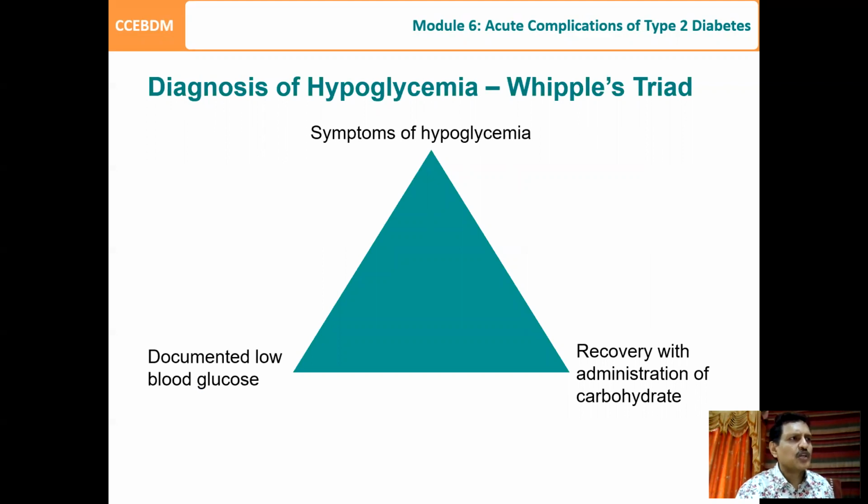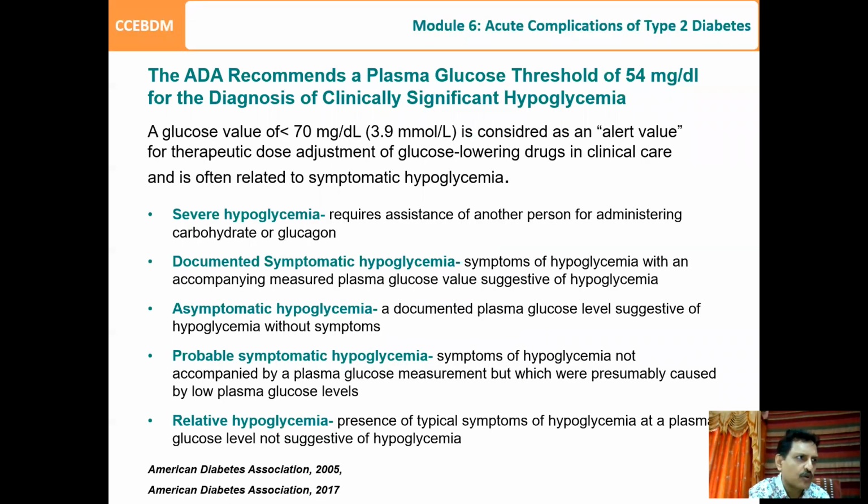Now, coming to the diagnosis of hypoglycemia, it is conventionally and traditionally taught that it should fulfill Whipple's triad. Whipple's triad means there will be symptoms of hypoglycemia, and the person must have checked his blood glucose. It means he has documented that the blood glucose level was low. And third, that the symptoms have disappeared after administration of carbohydrates. So these three must be fulfilled to get a diagnosis of hypoglycemia.